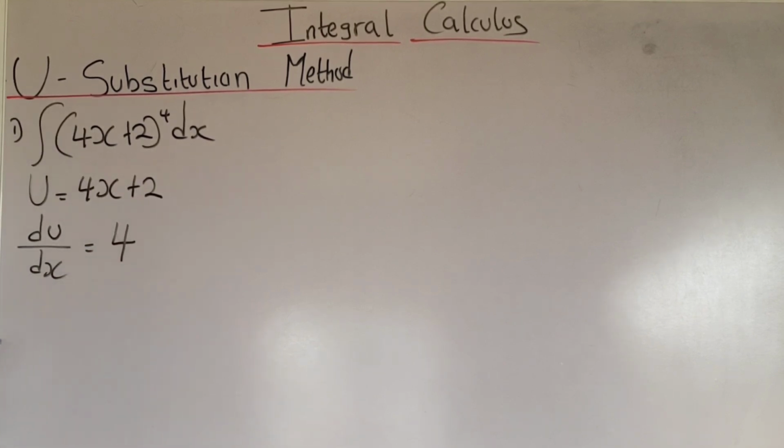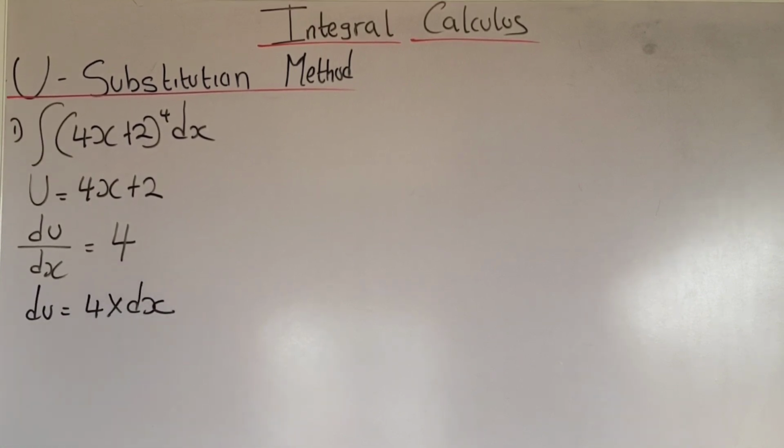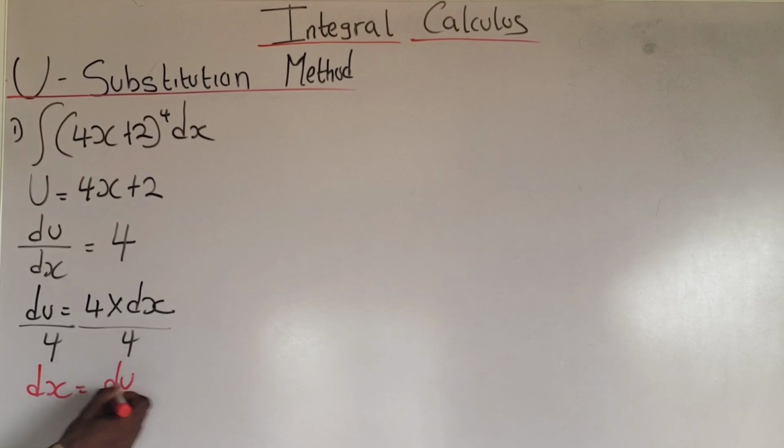You understand? Having done this, the next step is that you have to make dx the subject of the relation. So, in that case, du = 4 multiplied by dx. To make dx the subject of the relation, you have to divide both sides by 4. So, this divided by 4 and this divided by 4. Hence, dx = du/4.